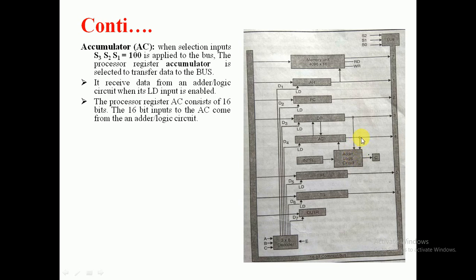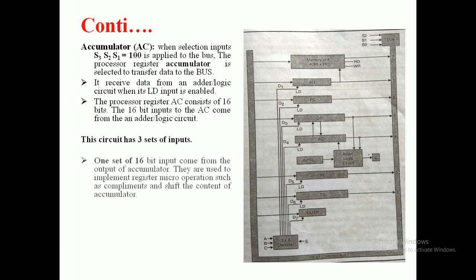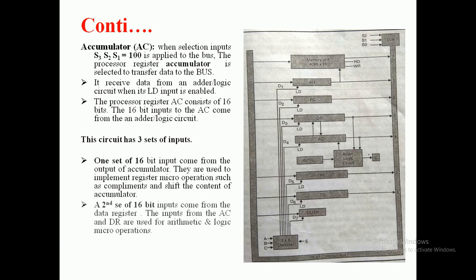You can see that in the diagram. This adder logic circuit receives the 16-bit data from this output of the accumulator. Second, it receives the 16-bit data from this data register, and third, it receives 8-bit data from this input register. This circuit has three sets of input. One set of 16 bits comes from the output of the accumulator.